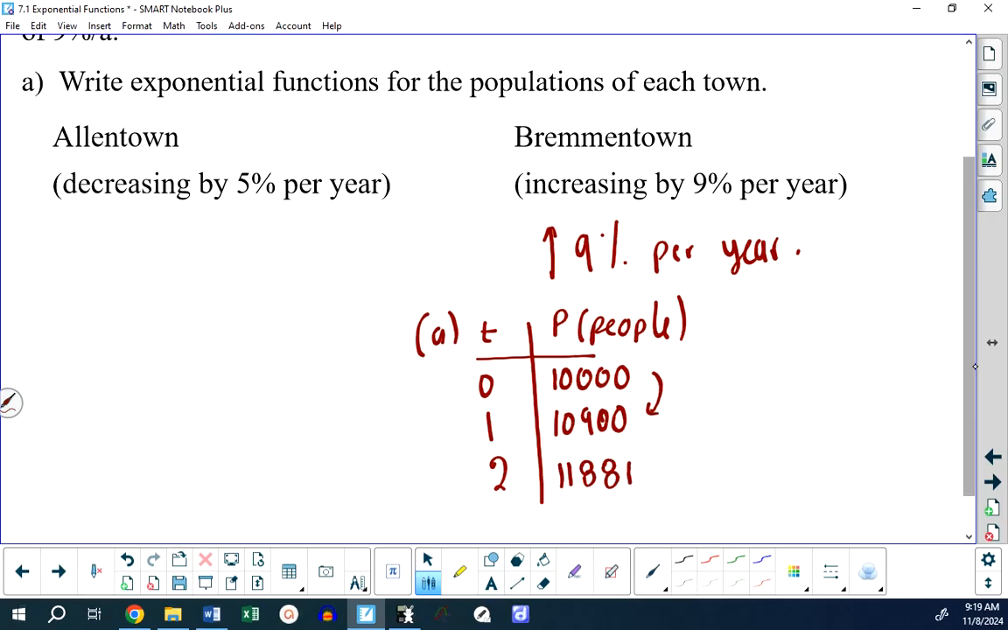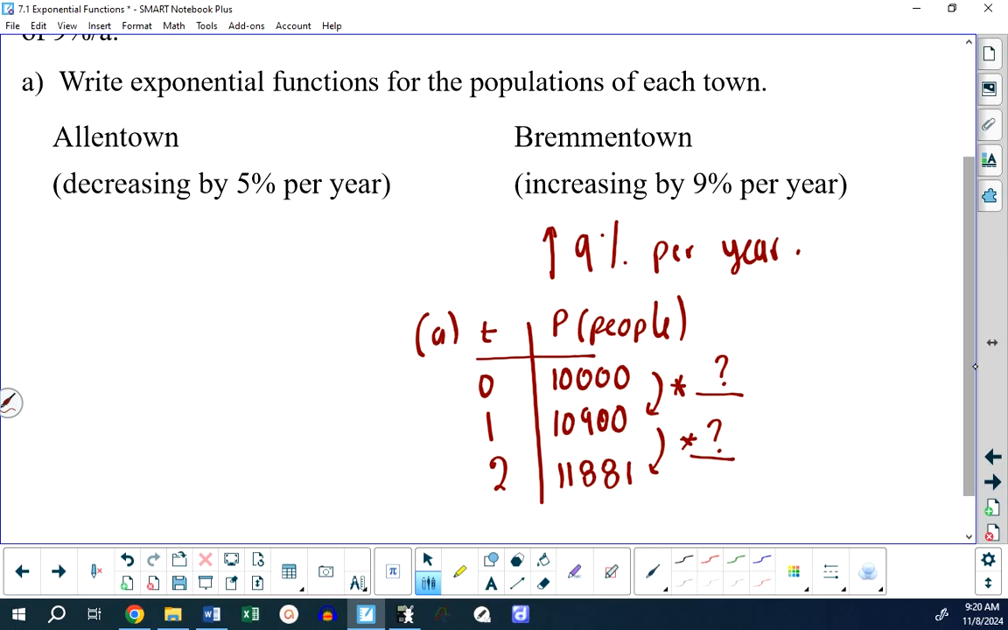What do you multiply each of these by to go forward? Well, that's a basic problem. Mark? 1.09. It's a basic problem where you can just take one population and divide by the population before. You did this with geometric sequences and series last year. This is where this comes in. And the answer is 1.09.